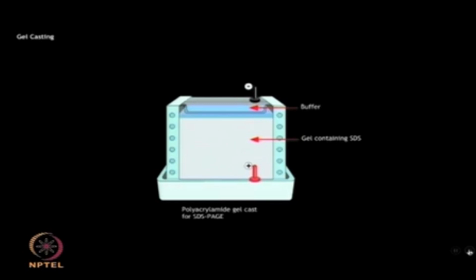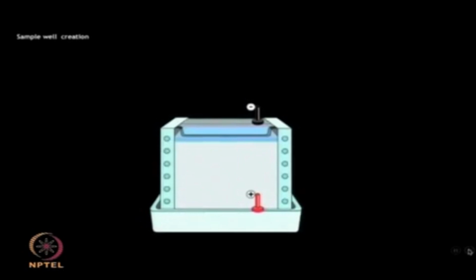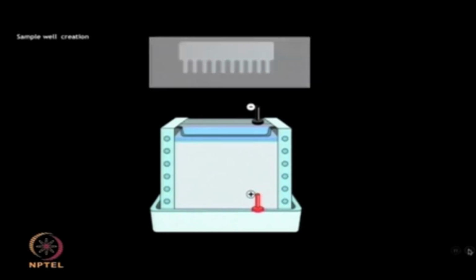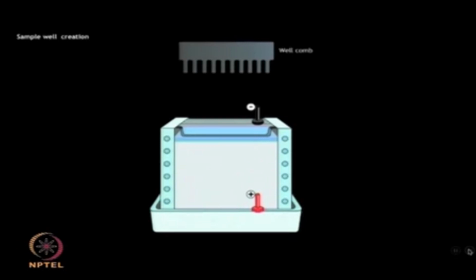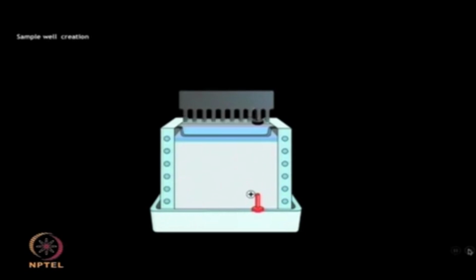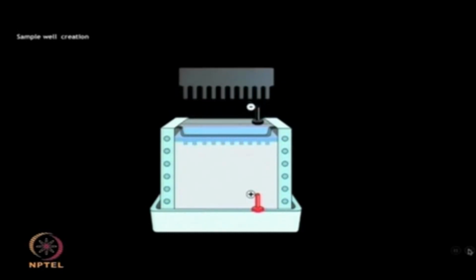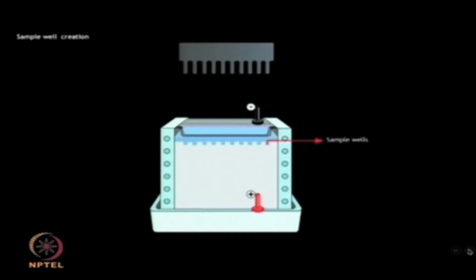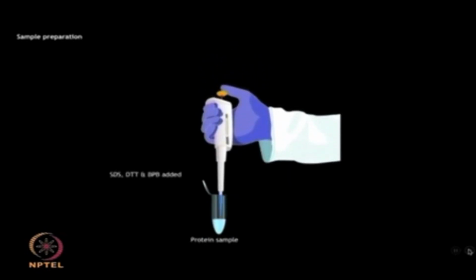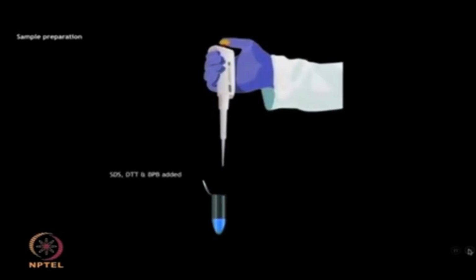Next step is to create the wells on these gels. The sample wells of uniform size, shape and separation are made using a comb which is placed in the gel as soon as it has been poured. After the gel has polymerized, the comb is removed to provide the gel ready to start the process. Now, you can prepare the sample to load on the SDS PAGE gel.